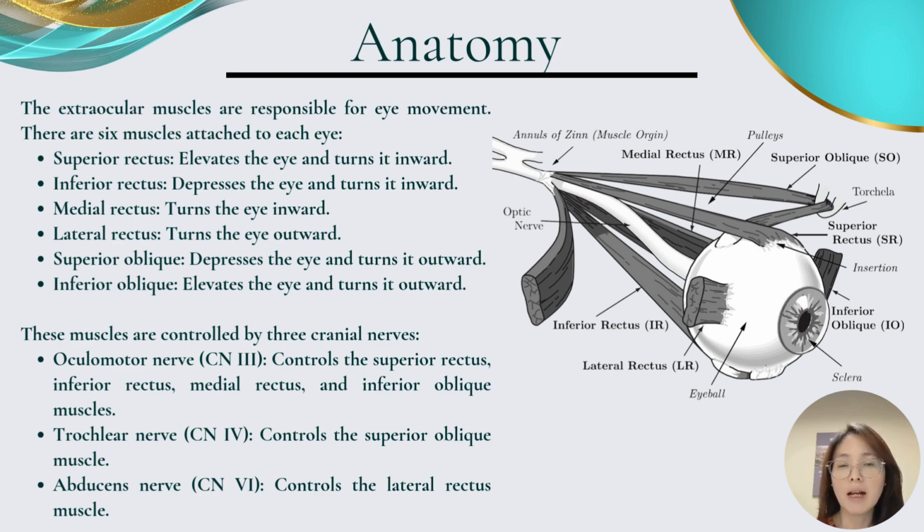These muscles are controlled by 3 cranial nerves. The oculomotor nerve activates the superior, inferior, and medial rectus muscles, along with the inferior oblique. The trochlear nerve controls the superior oblique, and the abducens nerve controls the lateral rectus. Together, they ensure our eyes move smoothly and stay aligned, providing stable, clear vision.